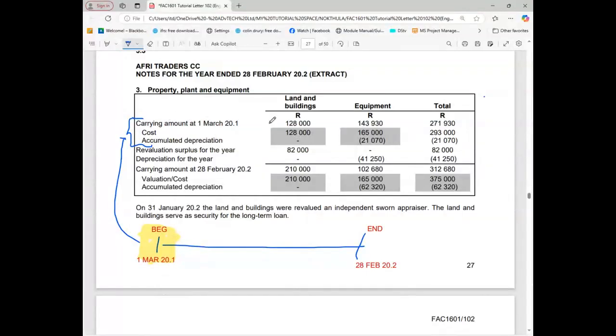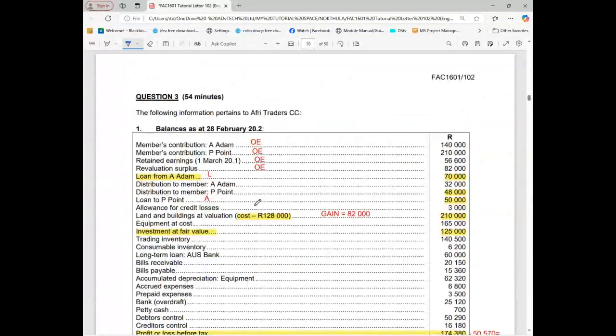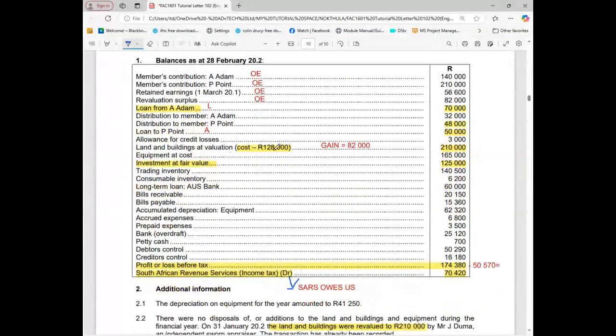But they won't give you a carrying value. You will find the carrying value yourself. They will give you the cost and the accumulated depreciation. So let's go and check the costs first. If you check the land and building and equipment, the cost was 128. Can you see this cost? Let's check the equipment. The cost was how much? 125.